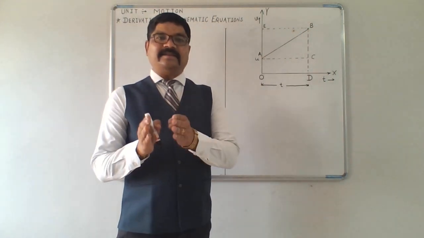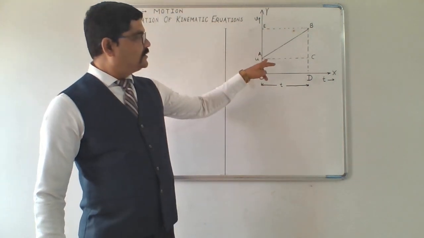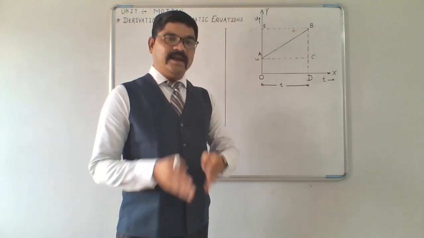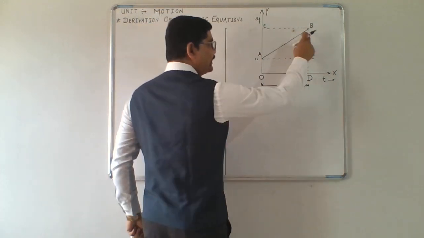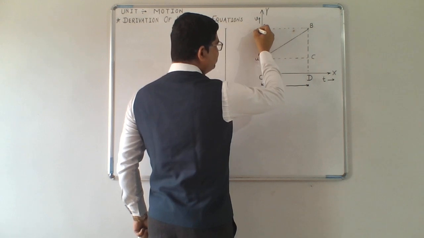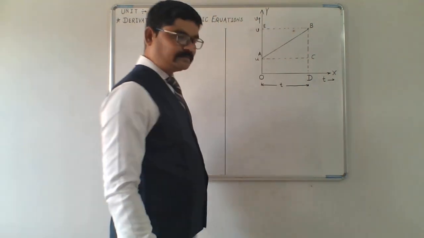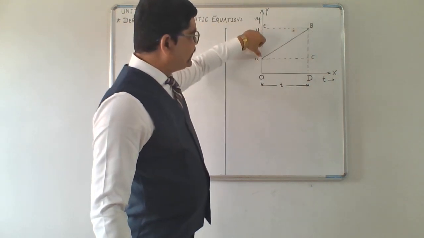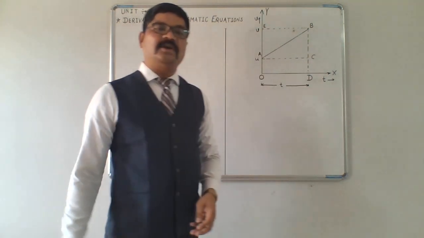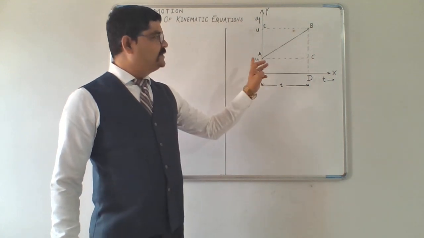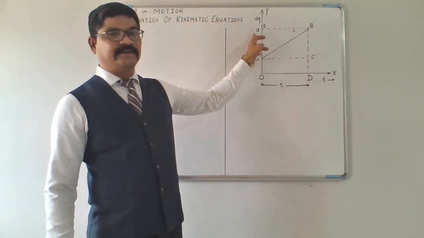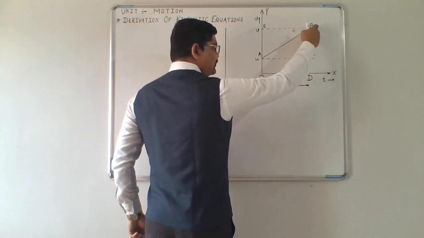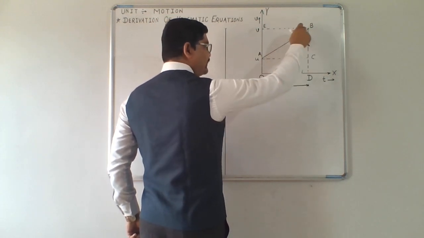Now since the acceleration is constant, this object will attain a higher velocity after time t. At the end of the time interval t, let the object attain a velocity, we can call it the final velocity v, which can be denoted by point B, and the line AB represents the VT graph for the object. Initial velocity is u, final velocity is v. We will draw two perpendiculars on the x axis as well as on the y axis.